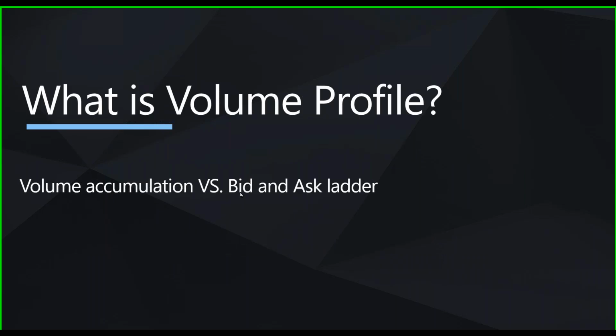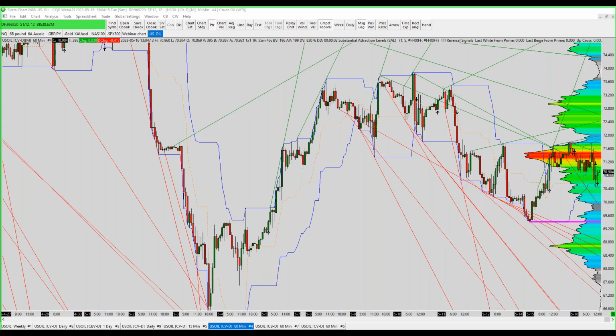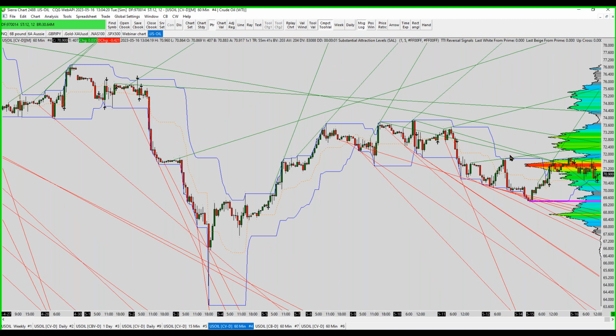Now, in order to anticipate the market, I and anybody who follows my methodology use volume profile. Of course, there are other indicators I would use, but the main indicator is volume profile. So what is volume profile? Let's take a look. Right here, I have a 60-minute chart for US oil. Volume profile is on the right-hand side.